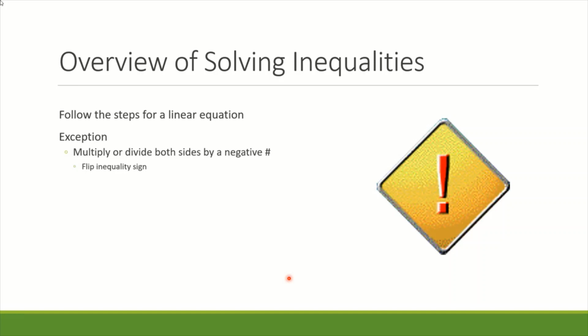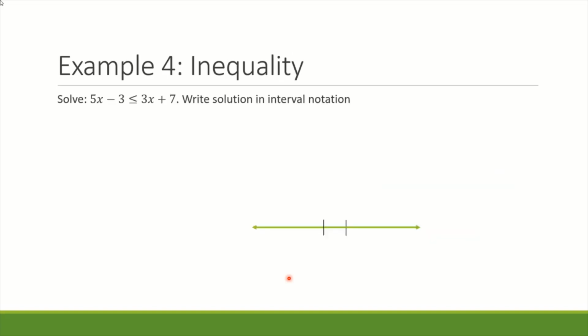Now a negative could be on the other side and you divide both sides by a positive. The inequality sign would stay the same. So it's only when you multiply or divide both sides by a negative that you have to flip the inequality sign.